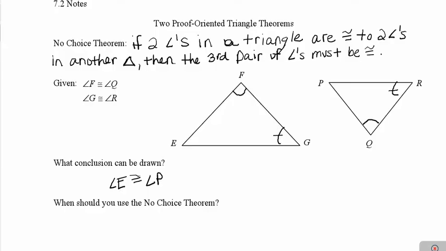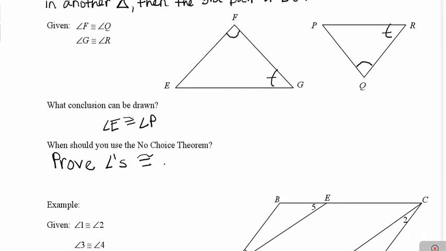Now, when should you use the no-choice theorem? When you're trying to prove angles congruent. And you must know that the other two pairs of angles are congruent first. So only use the no-choice theorem to prove angles congruent. You cannot use this theorem to prove triangles congruent. That's one of the biggest mistakes I see: people trying to use this theorem to prove two triangles congruent.